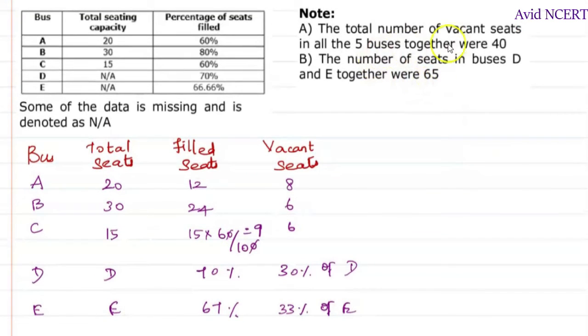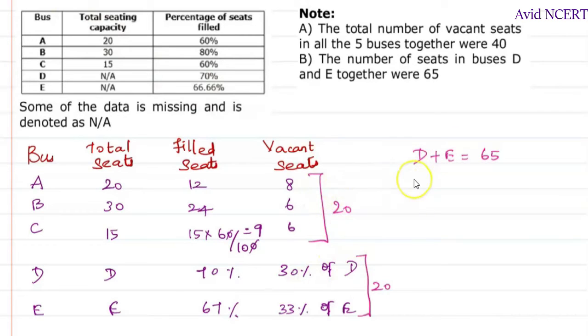Now from the note here, the total number of vacant seats in all these 5 buses together is 40, which means for bus A, B, C, it is 8 plus 6 plus 6 is 20. So the remaining 20 seats will be from 30% of D plus 33% of E. From the note, the number of seats in buses D and E together is 65, which is D plus E equals 65.